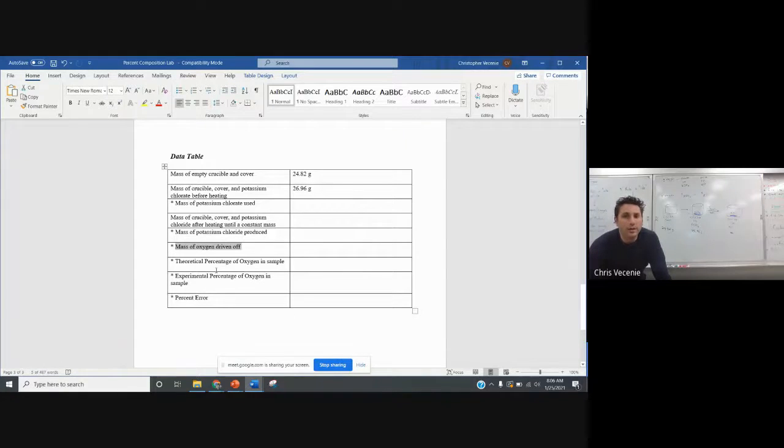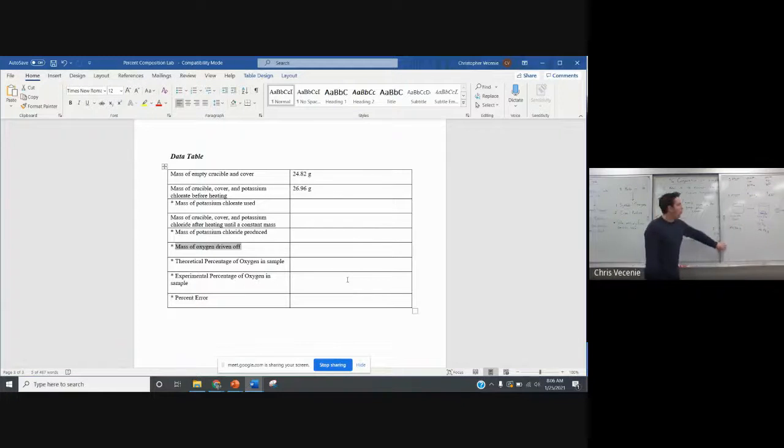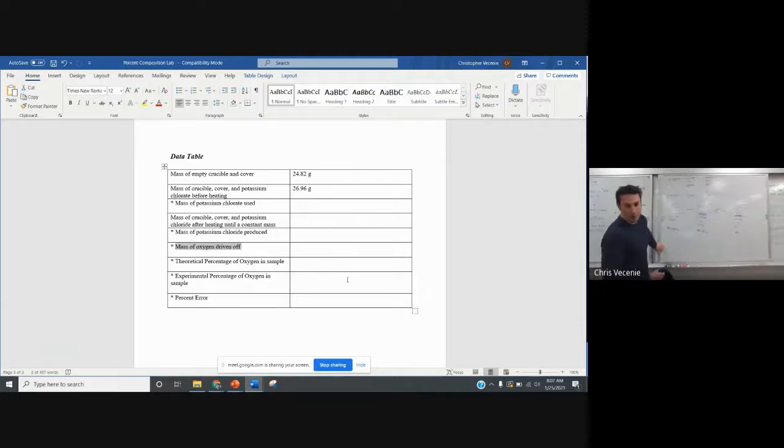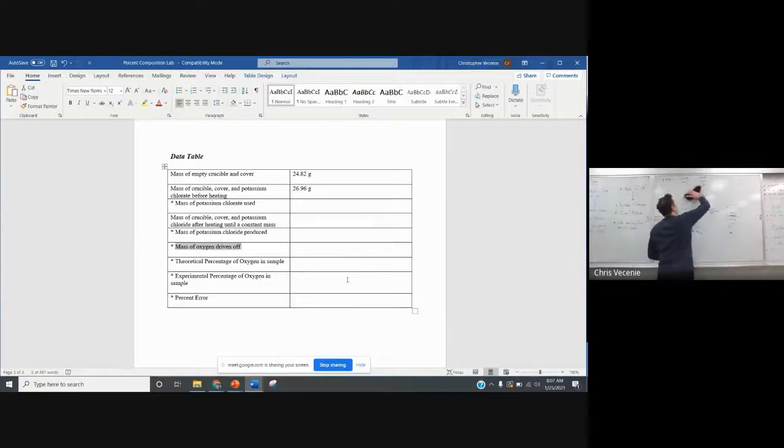All right, now we're into the theoretical percentage of oxygen. Way back at the beginning of the lab, I said the theoretical percentage of the oxygen, all the numbers come from the periodic table and the numbers in the formula are important. So what that means is you could do that problem right now. And when we're in the lab, that's exactly what I have you do because we're waiting 20 minutes for our compound to decompose. But if we just need the periodic table, we can do this.